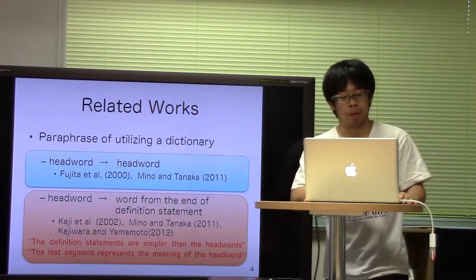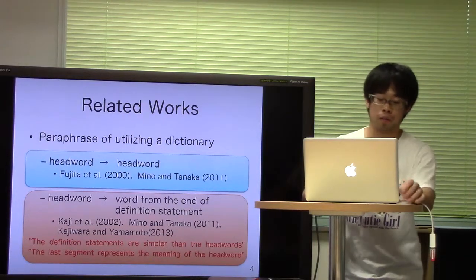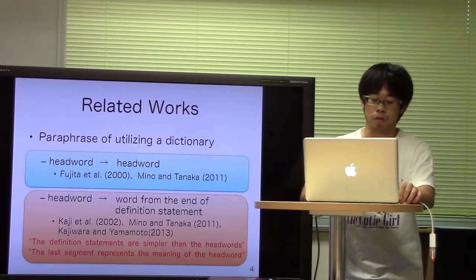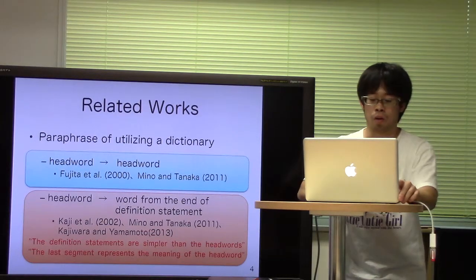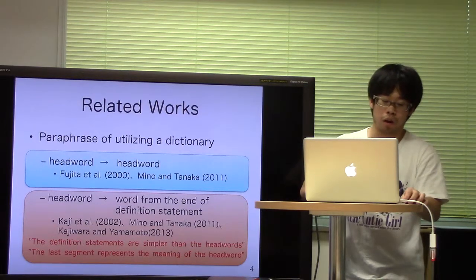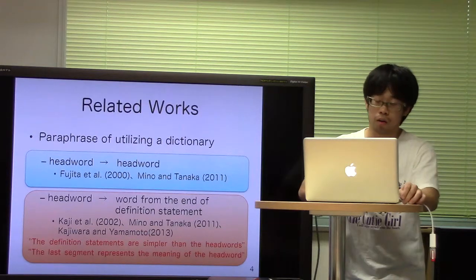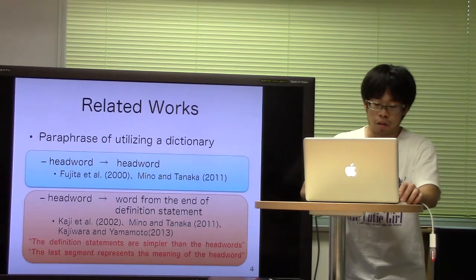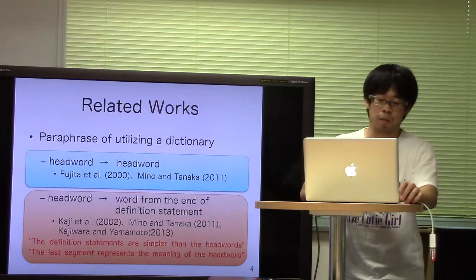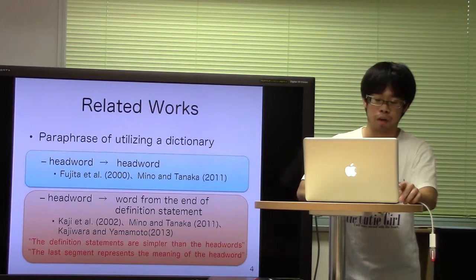Fujita et al. and Mino and Tanaka paraphrase the head word as another head word by assessing the similarity of the definitions for the two. Yet, as also reported by Mino and Tanaka, the target words acquired by this method are not simpler than the original words. We paraphrase by taking advantage of a characteristic of the Japanese dictionary, namely that the definition statements are simpler than the head words, because our aim is lexical simplification.